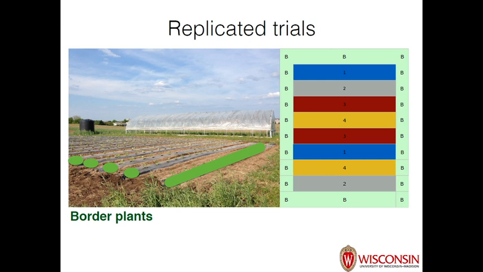Our field is shown here, and I've put in green what we do with the borders. Since we don't have a big production field of tomatoes, and all of our tomatoes are trial tomatoes, we plant the first bed in a buffer row, and then 2 plants on the side of each bed as a buffer row. And that helps us minimize some of those edge effects.